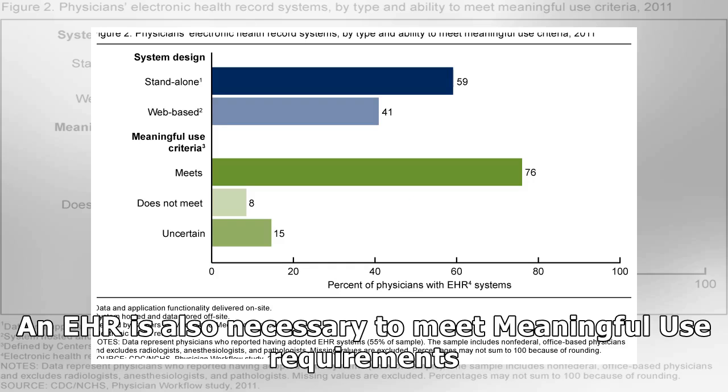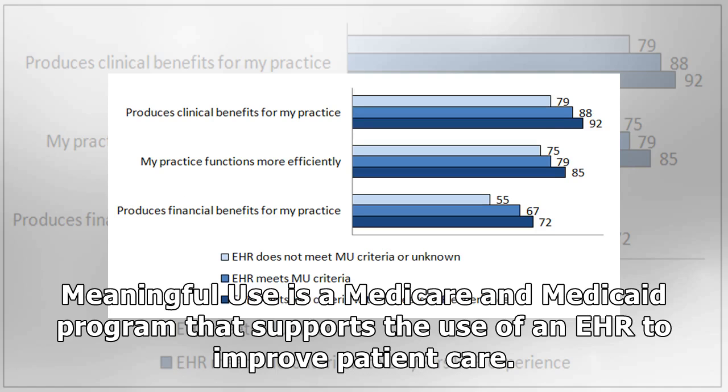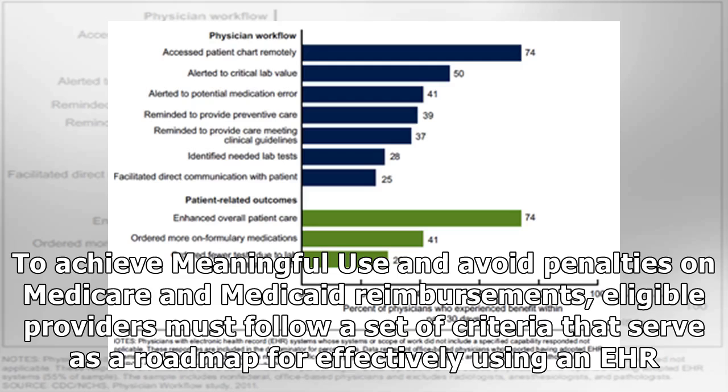An EHR is also necessary to meet meaningful use requirements. Meaningful Use is a Medicare and Medicaid program that supports the use of an EHR to improve patient care. To achieve meaningful use and avoid penalties on Medicare and Medicaid reimbursements, eligible providers must follow a set of criteria that serve as a roadmap for effectively using an EHR.